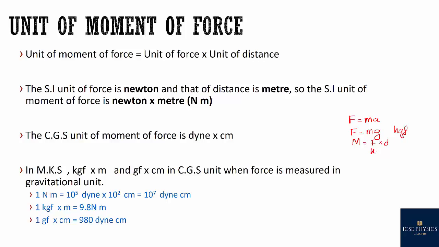Force is in kgf, and distance is measured in meter, so the unit is kgf meter. Similarly, in the CGS unit it will be gf centimeter when force is measured in gravitational unit. We already know that 1 Newton is 10 to the power 5 dyne, and 1 meter is 100 centimeter. So multiplying these, it comes to 10 to the power 7 dyne centimeter.